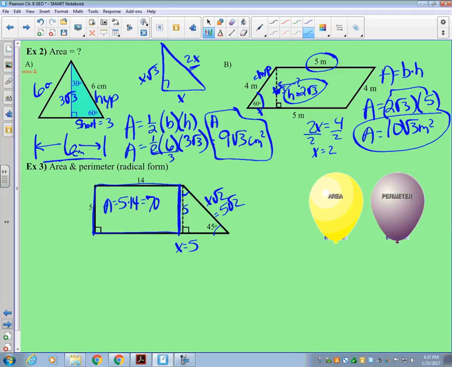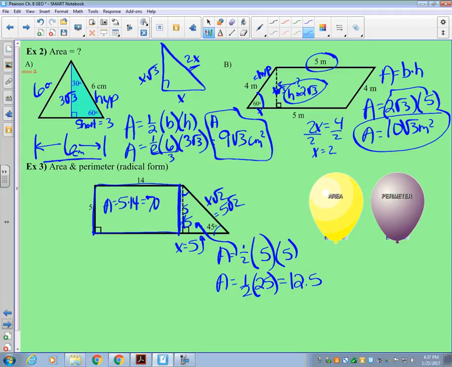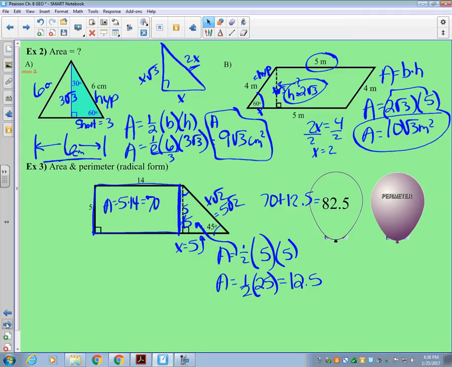We actually don't need that for area. We need it for the perimeter. It's 5, so this is 5. Okay, so the area is 1/2 the base, which is 5. So the area of this triangle is 1/2 base of 5, and height is also 5. So area is equal to 1/2 of 25, which for us is 12.5. So to find the total area, we add 70 plus 12.5 to get 82.5.